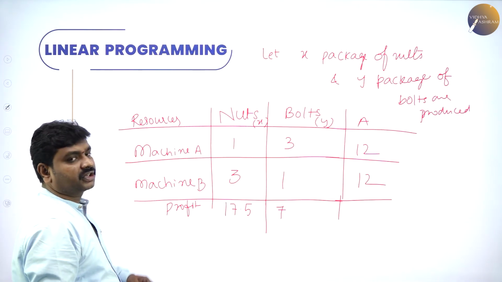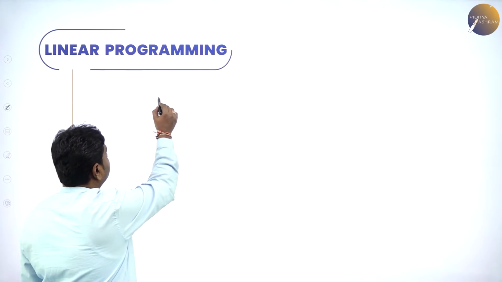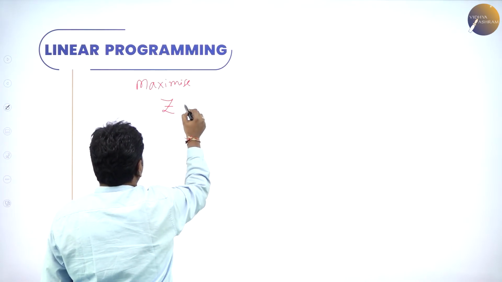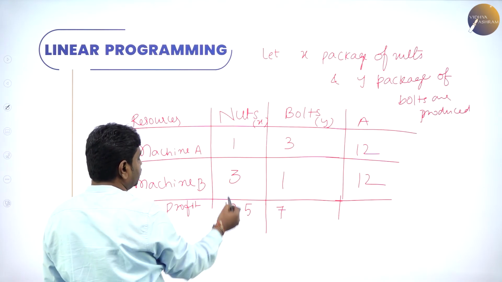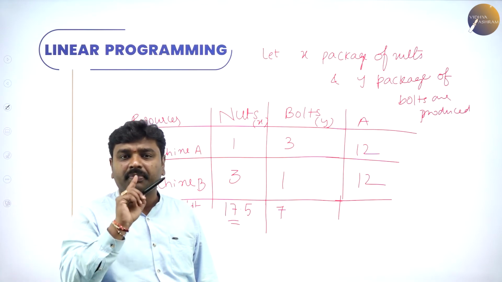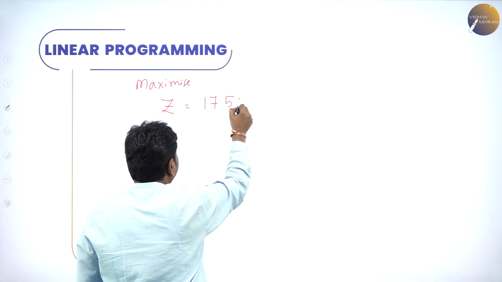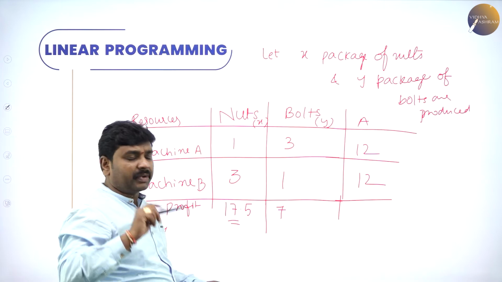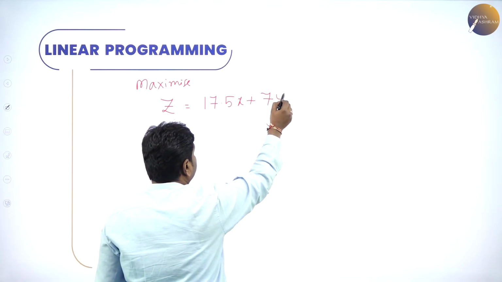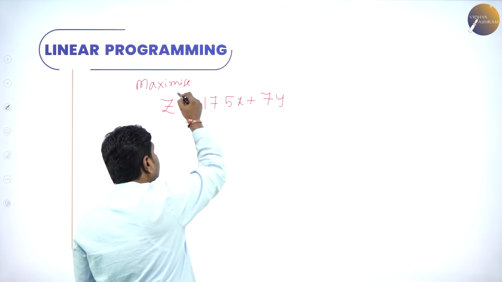So you can convert it. What is the conclusion? They want you to maximize the profit. So Z is equal to maximize profit. What is the profit per package of nuts? 17.5 rupees. So you will get 17.5 rupees profit for one package, but we are producing x packages. So total profit on nuts is 17.5x. And if you produce one package of bolts, you will get 7 rupees. You are producing y, so total profit from bolts is 7y. So total profit is 17.5x plus 7y.